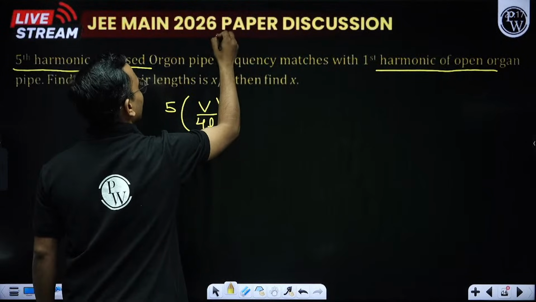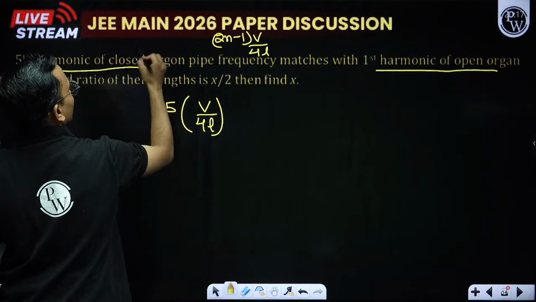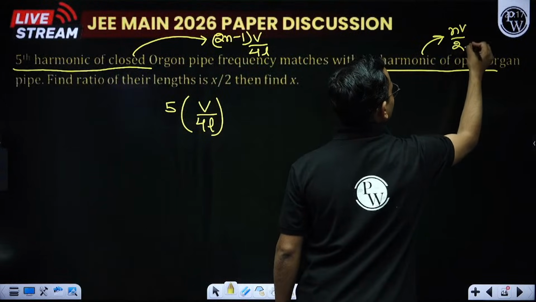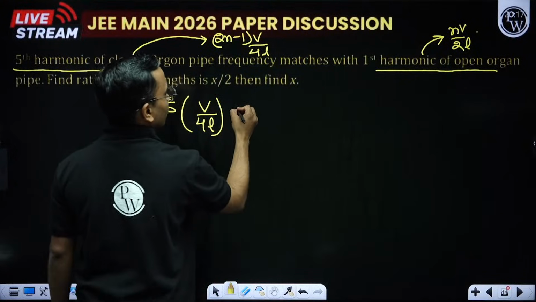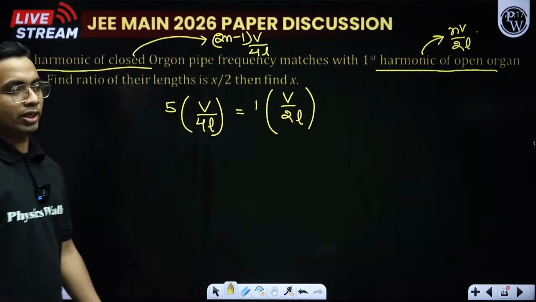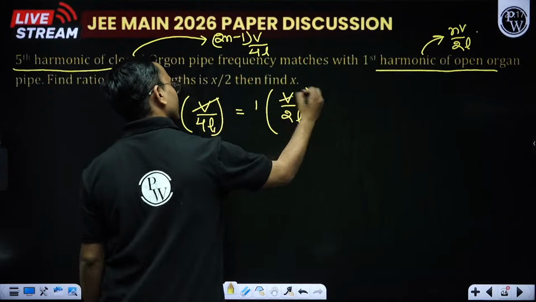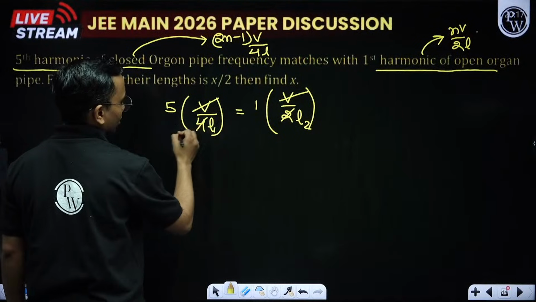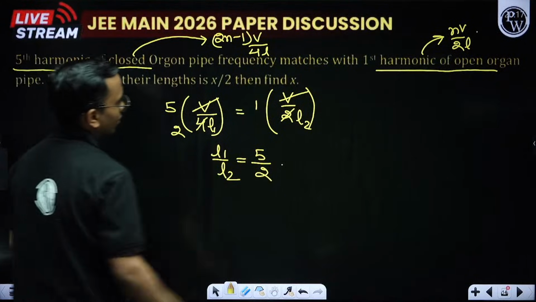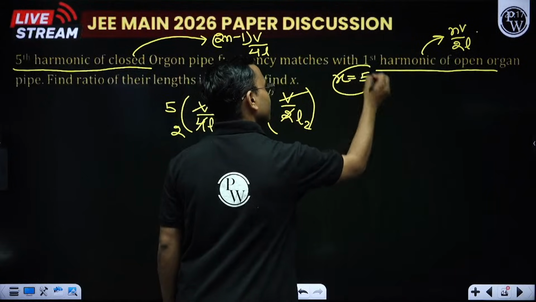Okay. How we write that? 2n minus 1 into v by 4l. This is for closed, and for open we write nv by 2L. This is how we write. So it is equal to first harmonic of open organ pipe. Now this is L1, this is L2. V is speed of sound, that is same. So this becomes 2 there. So my L1 by L2 comes out to be 5 by 2. Then X is our 5. X comes out to be 5.